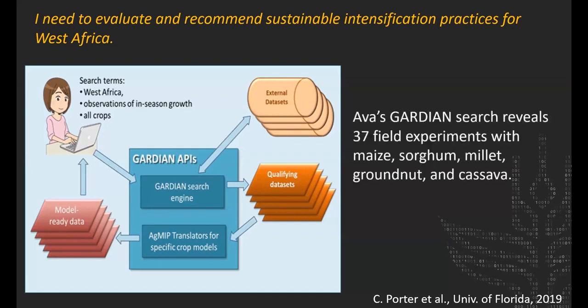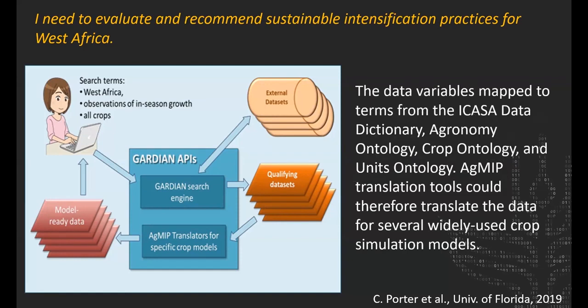Well, what I can do, this is Ava here on the left. She's done a Guardian search and found 37 field experiments with a variety of different crops. Out of that, she's been able to use a few. And what she's done is data variables in those few data sets perhaps were mapped to terms from the ICASA data dictionary, which is commonly used by modelers to describe data variables like electrical conductivity of the soil or yield or whatever it is. But you can also map to agronomy ontology, crop ontology, unit ontology, etc.